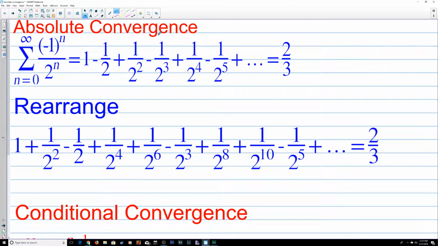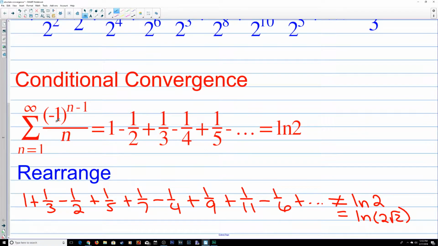Today we're going to talk about absolute convergence versus conditional convergence. Here we have a series: n equals 0 to infinity of negative 1 to the n over 2 to the n. That's equal to 1 minus 1/2 plus a fourth minus an eighth plus a 16th and so on. If you add up the terms, this converges to a value of 2/3. If we rearrange the terms, the sum still goes to 2/3. That's absolute convergence.